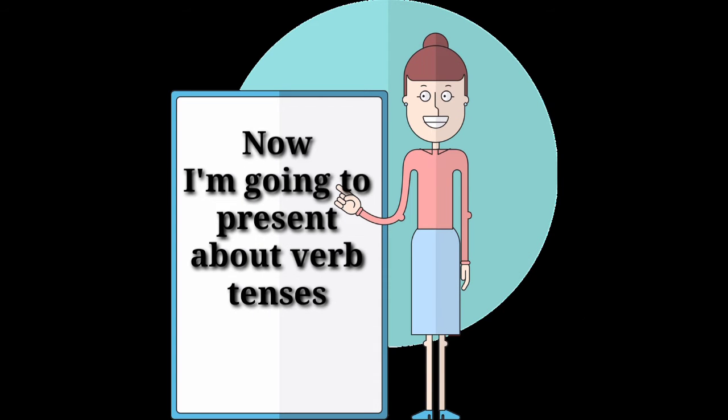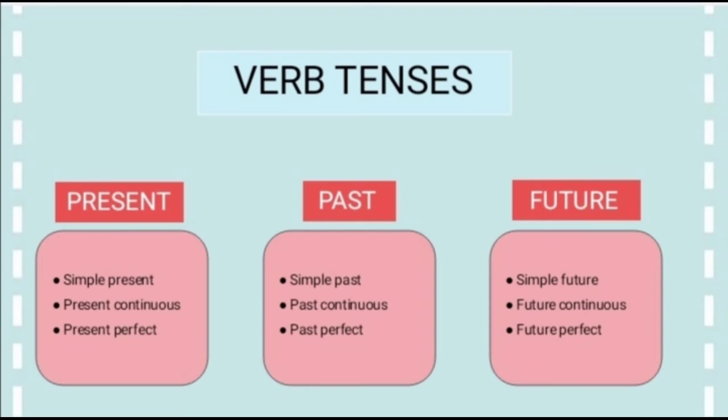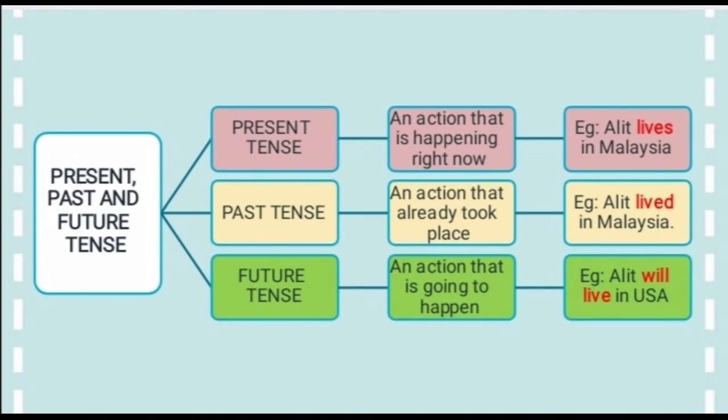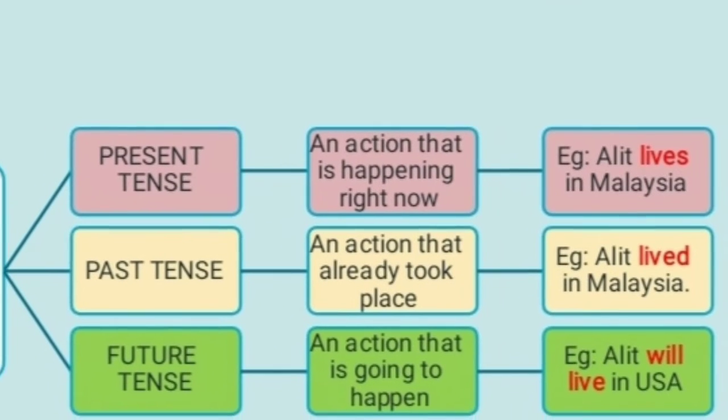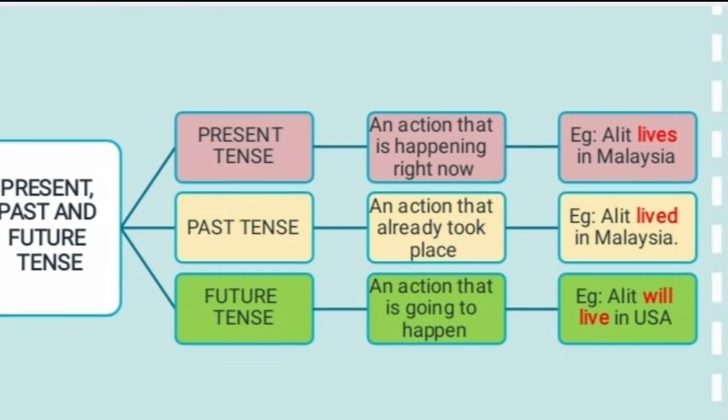Now I am going to present about verb tenses. There are three main verb tenses, which are present, past, and future, and each of them is divided into simple, continuous, and perfect tenses. Now let's go through present, past, and future tense one by one. First one is present tense. Present tense is an action that is happening right now. For instance, Adlit lives in Malaysia.